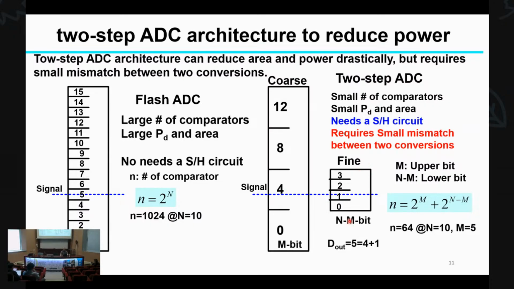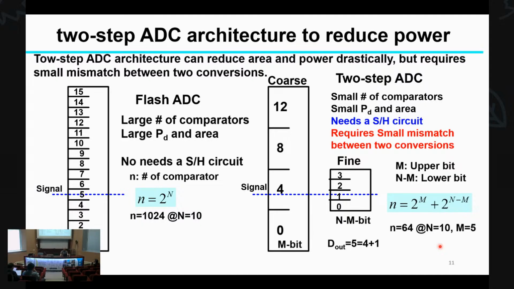And next, the fine ADC works and determines the signal in more fine information. So using this two-step method, the number of the operators can be reduced by 64. Compared with this number, 1/16th of the area can be expected.